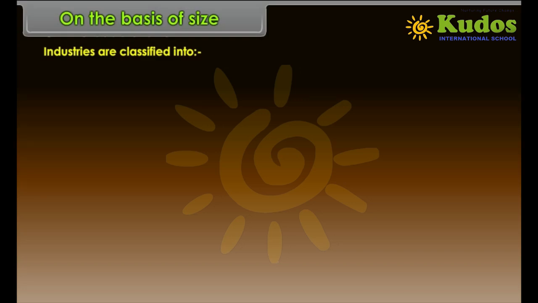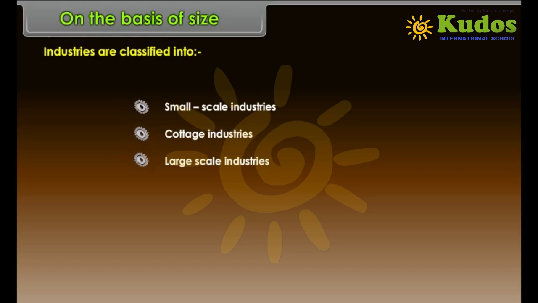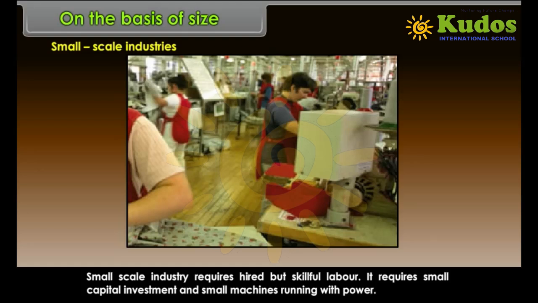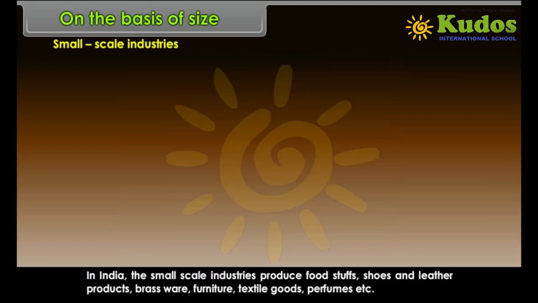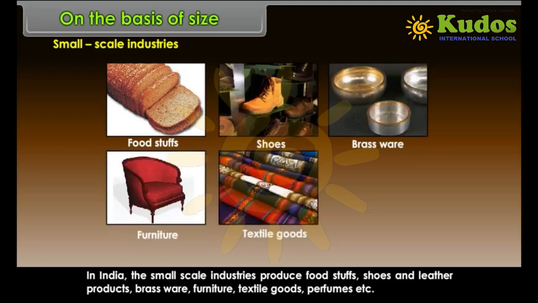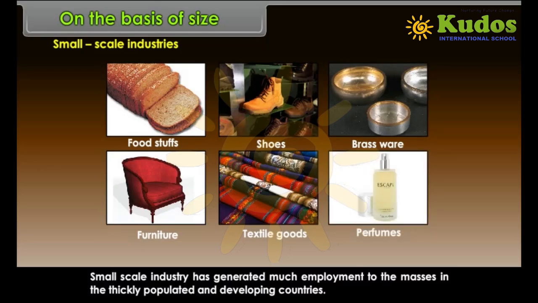On the basis of size, industries are classified into small-scale industries, cottage industries, large-scale industries. Small-scale industries. Small-scale industry requires hired but skillful labor. It requires small capital investment and small machines running with power. In India, the small-scale industries produce foodstuffs, shoes and leather products, brassware, furniture, textile goods, perfumes, etc. Small-scale industry has generated much employment to the masses in the thickly populated and developing countries.